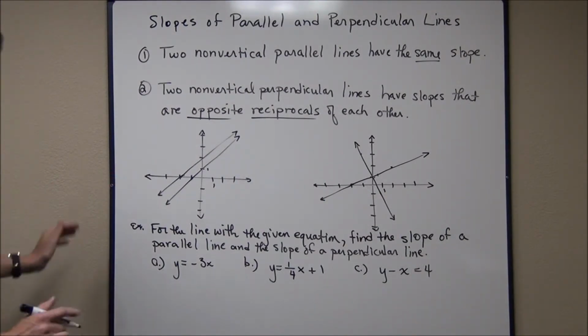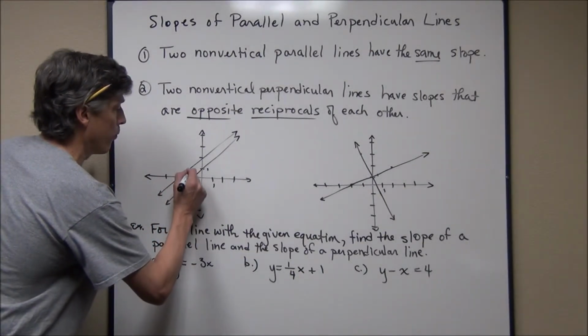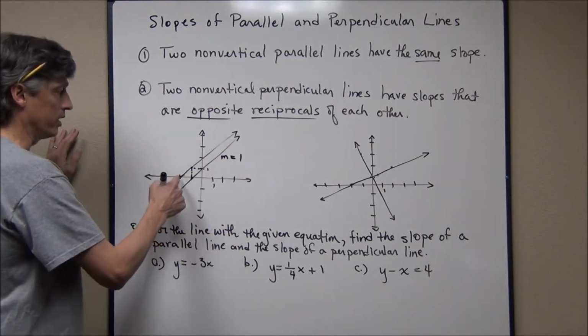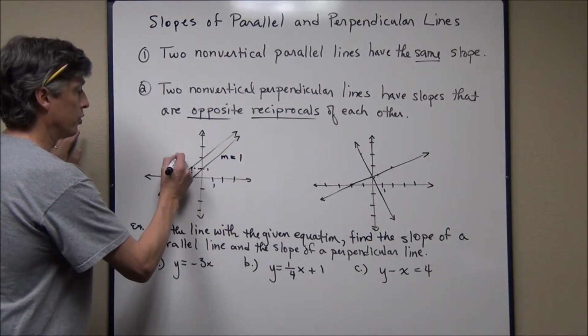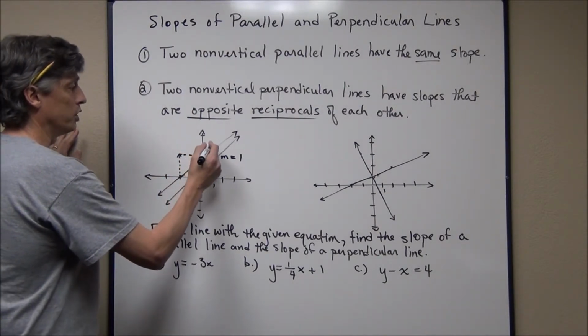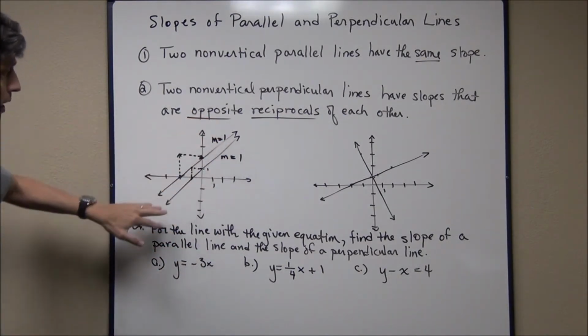are parallel to one another, and hopefully you can see they have the same slope. Look right here, up 1, over 1. This has slope 1. And look at the second line here, up 2, over 2. 2 over 2, which is 1, this has slope 1. So they have the same slope, they're parallel lines.